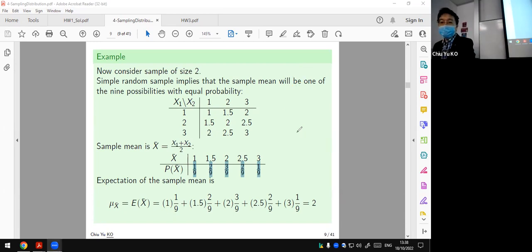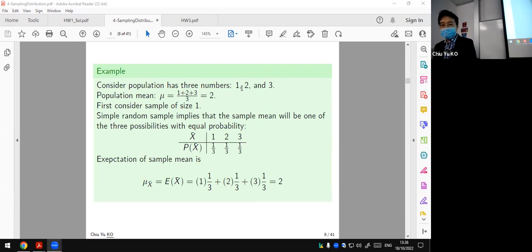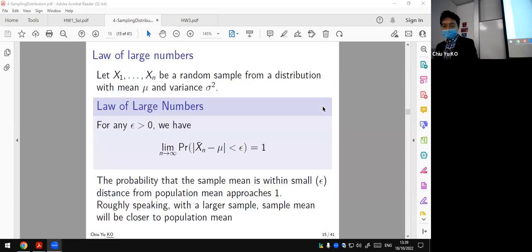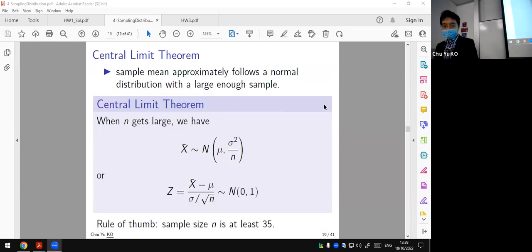And do note that this holds regardless of what the underlying distribution is, right? Here I have a uniform on 1, 2, 3, but you can change to any distribution. The central limit theorem or law of large numbers applies. Okay, I hope that is clear.